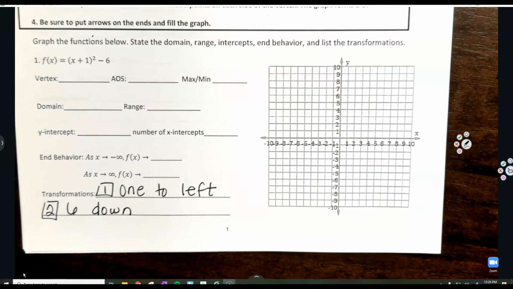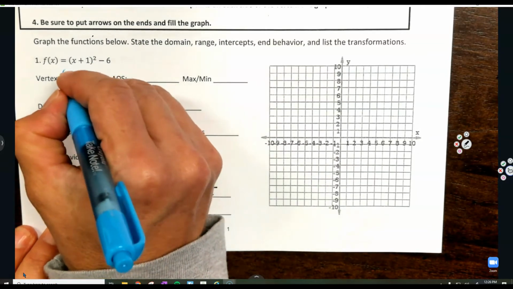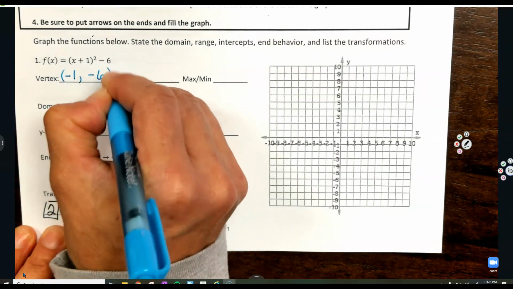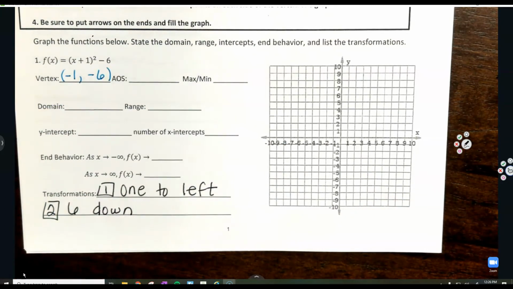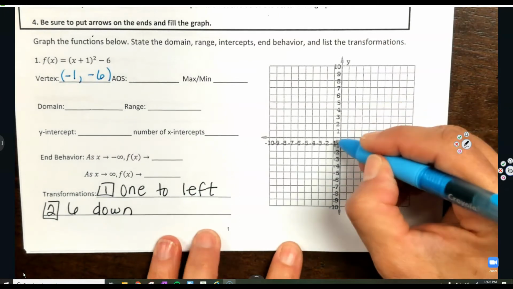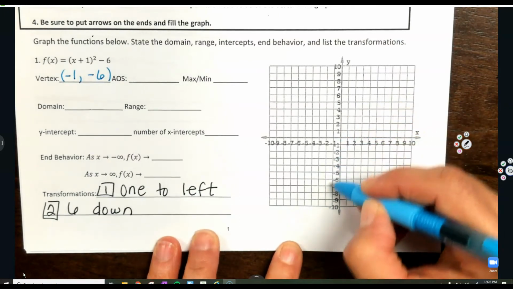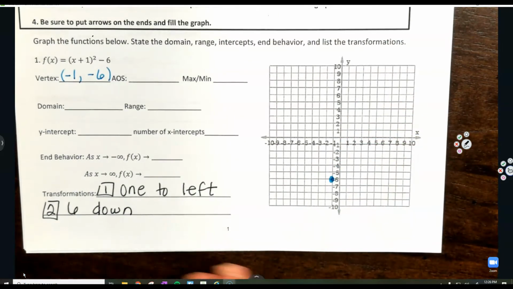So how do you graph transformations? You always start with a vertex, guys. Remember, your vertex is just HK. So we're going to write -1, -6. After you identify the vertex, plot the dot at -1, 6. I'm sorry, -1, -6, way down here.